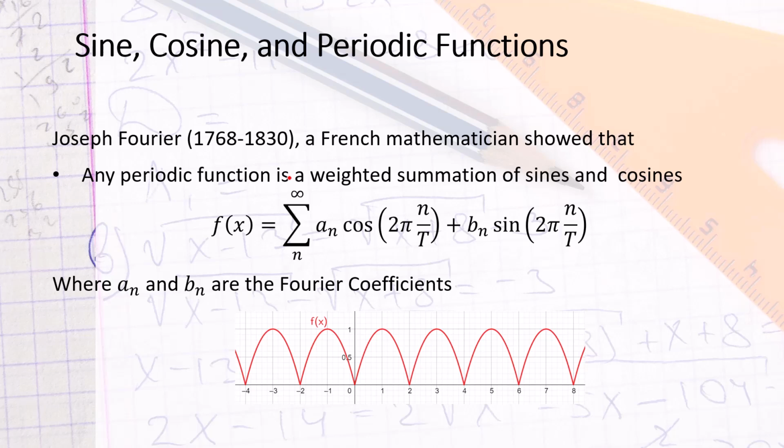And what he showed was that any periodic function is nothing more than a weighted summation of sines and cosines. Okay? So it would follow this relationship where these happen to be Fourier coefficients, which you can compute once you've taken a little calculus. How does that work? Well, let me show you.